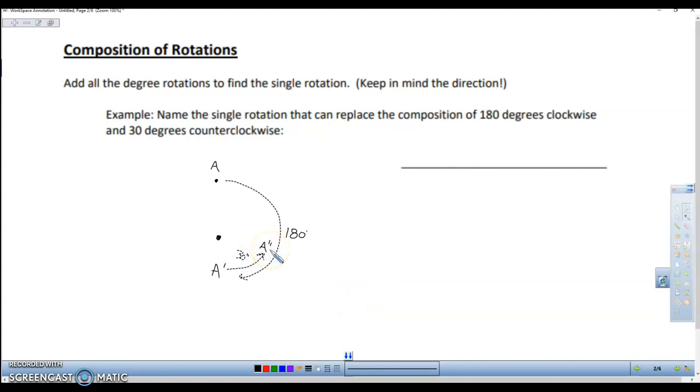So how could I have done that in one move? Well, there's two choices really. I could go clockwise 150 degrees, or I could have gone counterclockwise 210 degrees. Either one of those would give you the single rotation that would satisfy that composition of rotations. So really I could give you two answers here. It could be 150 degrees clockwise or 210 degrees counterclockwise. You simply just add if it's the same direction or subtract if they're different directions. It's as simple as that. All right.